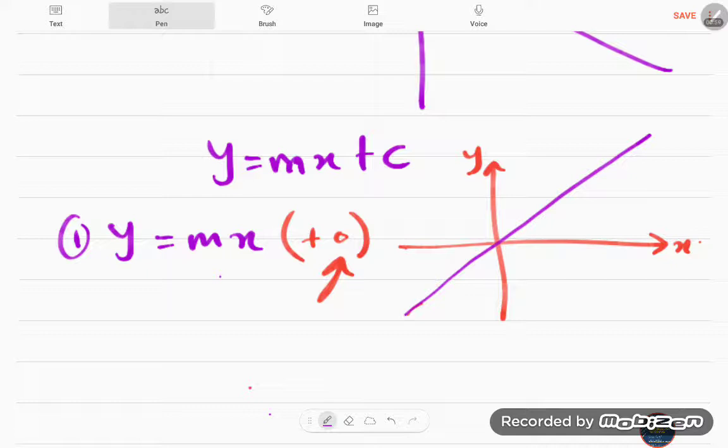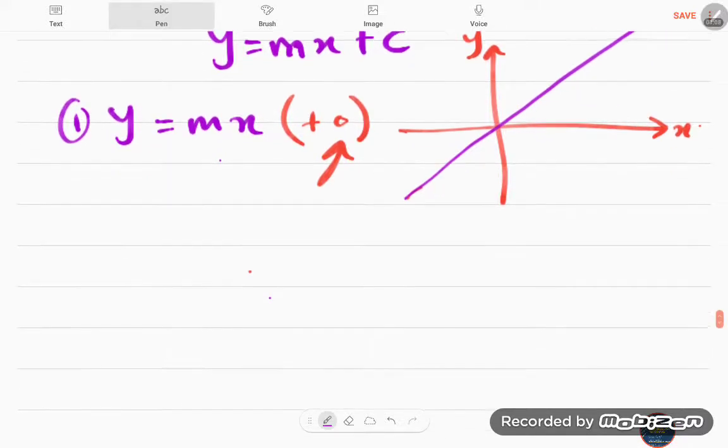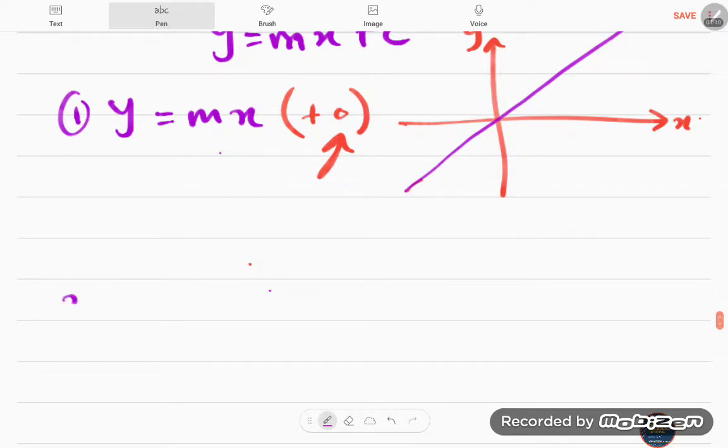And what the m does is that it changes the slope. It makes it either steep or gentle or 90 degrees depending. And then the next thing that we also need to look at is, what if our graphs are like this?